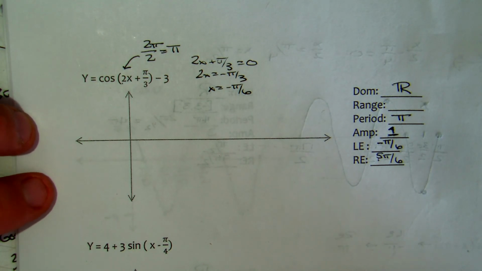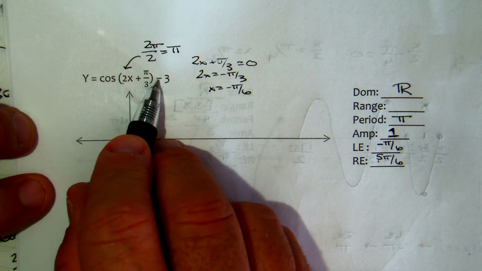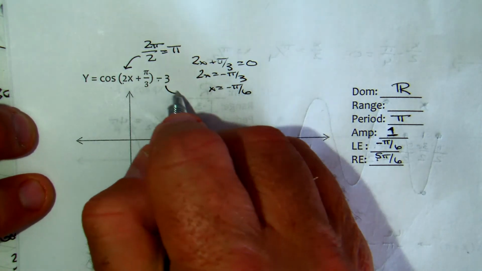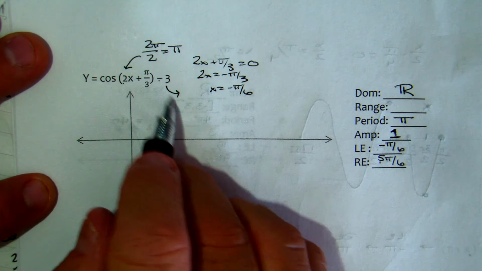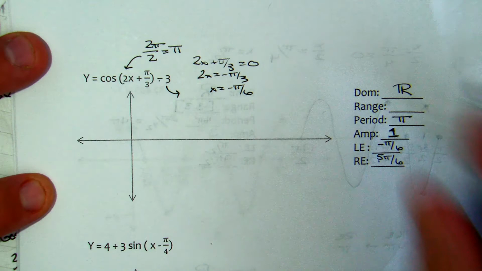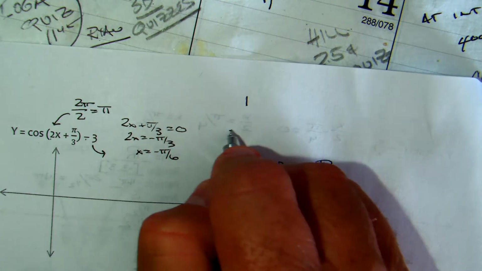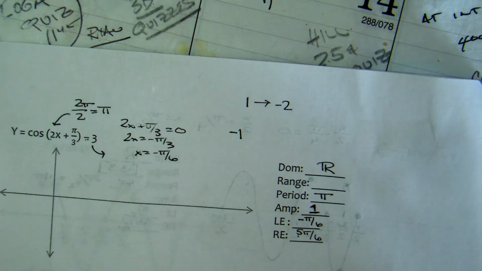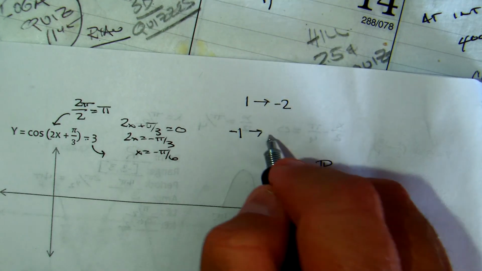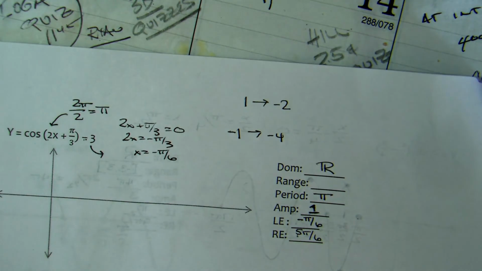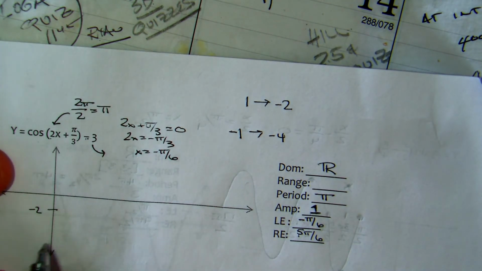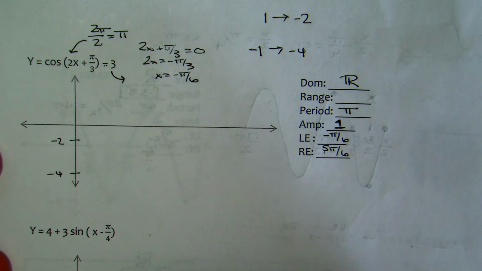Now the range, because of the minus 3, okay, basically instead of 1, negative 1, we're going to subtract 3 from both those values. So in other words, 1, negative 1, we're going to subtract 3. When I do 1 minus 3, I got negative 2. When I do negative 1 minus 3, I have negative 4. All right, which means when I graph, here's my negative 2, here's my negative 4. Doesn't need to be perfect. Just make sure negatives are below.